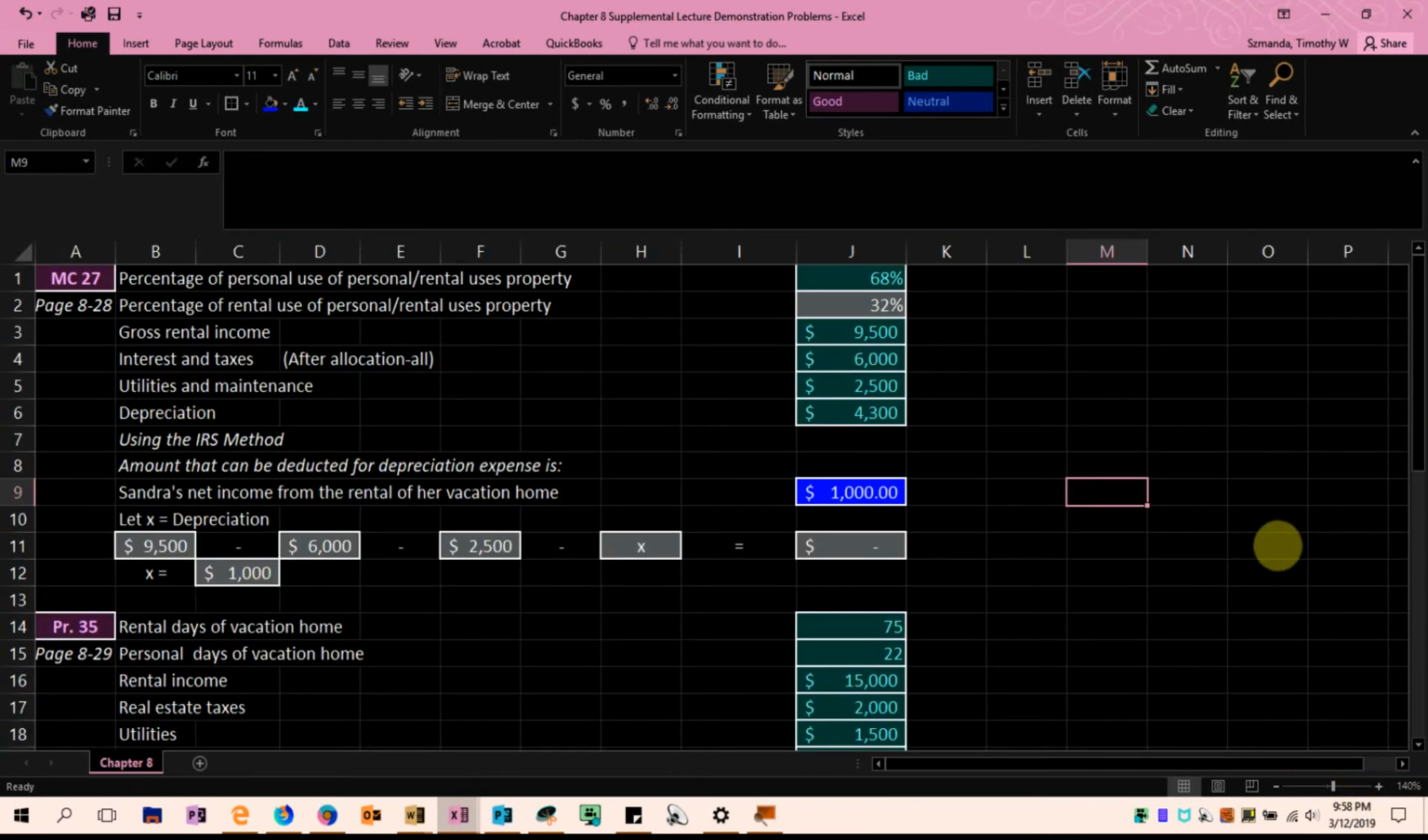All right, so I have two examples then. So in multiple choice number 27, we have a case where the percentage of personal use on the property is 68%. Therefore, the percentage of rental use would be 1 minus 68%, or 32%. So we have gross rental income of $9,500, interest and taxes of $6,000, and utilities and maintenance of $2,500, depreciation of $4,300. And the question is, how much of the depreciation, which is listed last intentionally, because it's subordinated to the other expenses, how much of this $4,300 can we deduct for rental purposes?